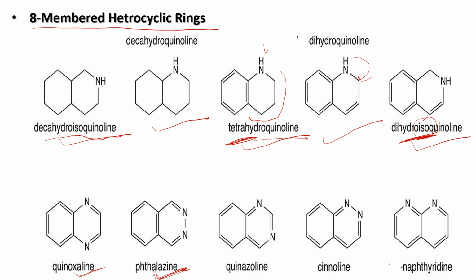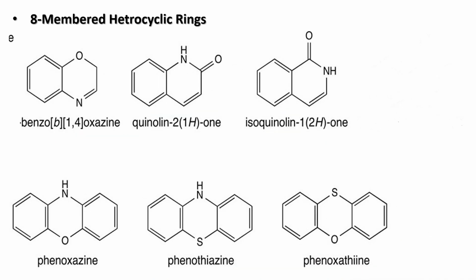Phthalazine, this is phthalazine. Quinazoline, this is quinazoline. Cinnoline, this is cinnoline. Naphthyridine, this is naphthyridine, the fusion of two pyridines: if you fuse two pyridines, it will become naphthyridine. Cinnoline, just pyrazine and pyridine fused. Heterocyclic rings: first one benzoxazine, then quinoline, isoquinoline.